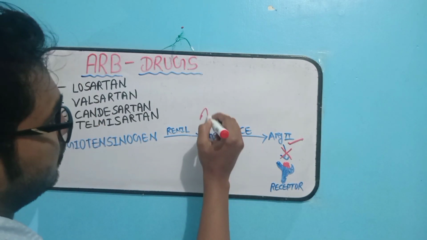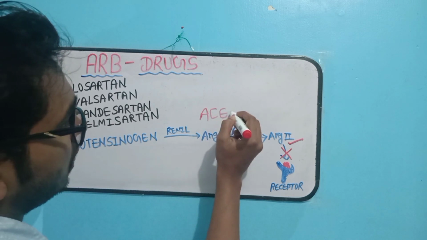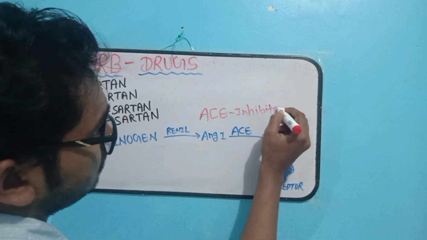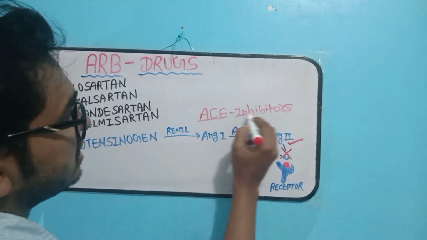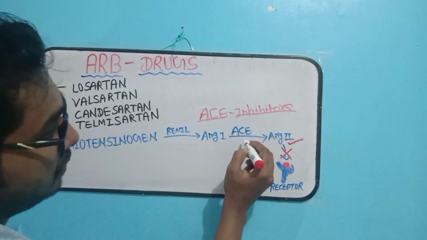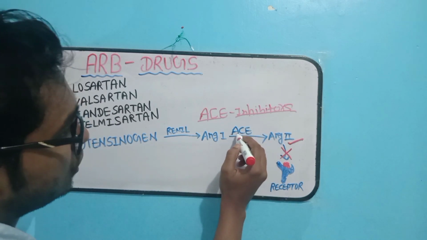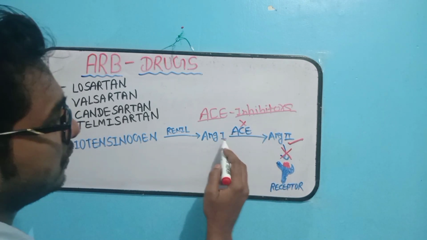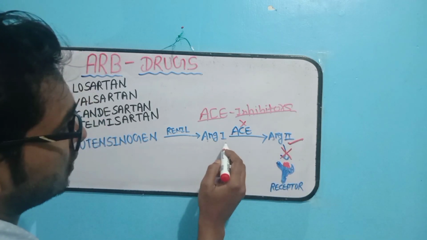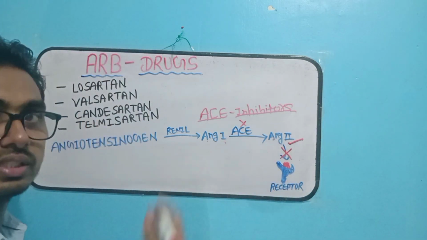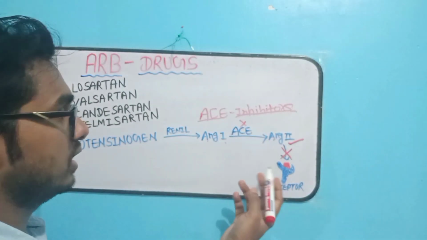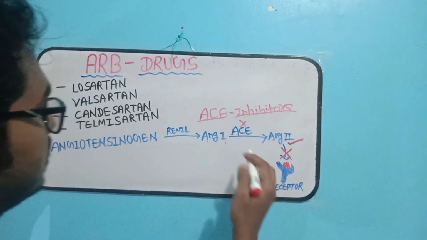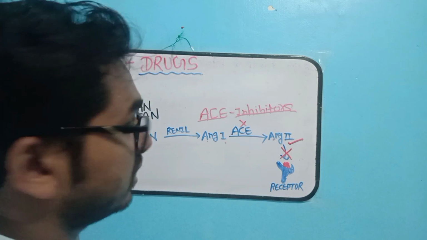But in case of ACE inhibitor drugs, it inhibits the action of ACE, the angiotensin converting enzyme. So there is no more production of angiotensin 2 from angiotensin 1, which I already discussed in detail in my previous video. So you can learn from there. ACE inhibitor drugs are well explained, everything is explained in that video.